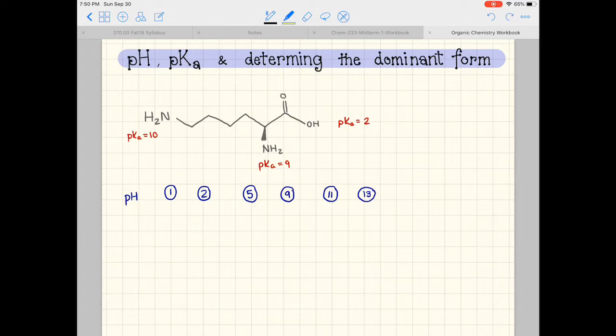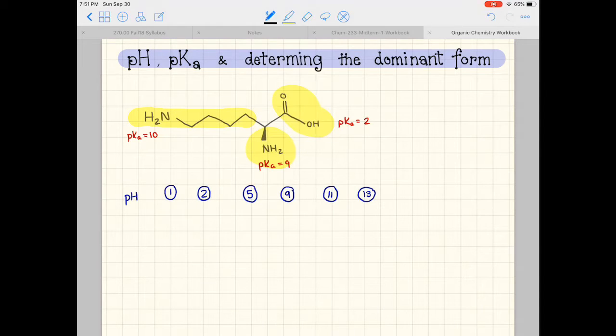Today I'll be going over how to determine the dominant form of a molecule at different pH values. This is the molecule we'll be working with today. As an example, it's an amino acid. And notice it has three different functional groups. You have the NH2 here, the carboxylic acid functional group right here, and this long side chain.